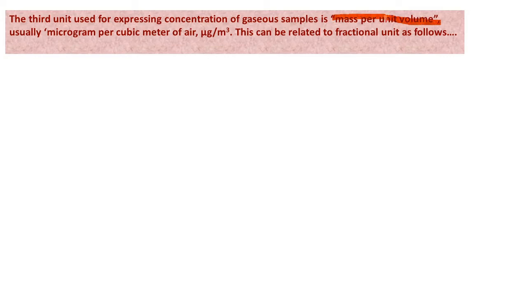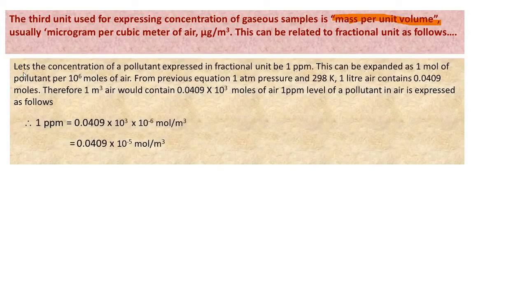Mass per unit volume. Let the concentration of the pollutant, expressed in fractional units, be 1 ppm. We consider it is at 1 ppm. So this can be expanded as 1 mole of pollutant per 10 to the power 6 moles of air. So 1 ppm is 10 to the power 6 moles of air.